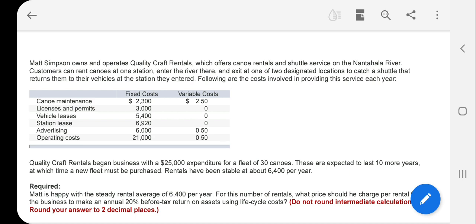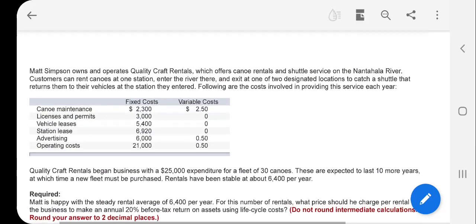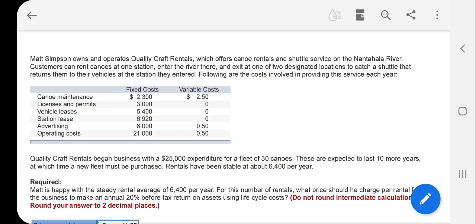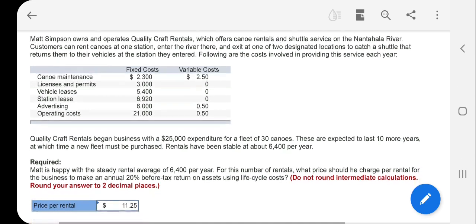Okay, so in this lecture, I want to show you a sample question. This sample question is related to topic number 2, which is about life cycle costing. Okay, let's see this sample question.